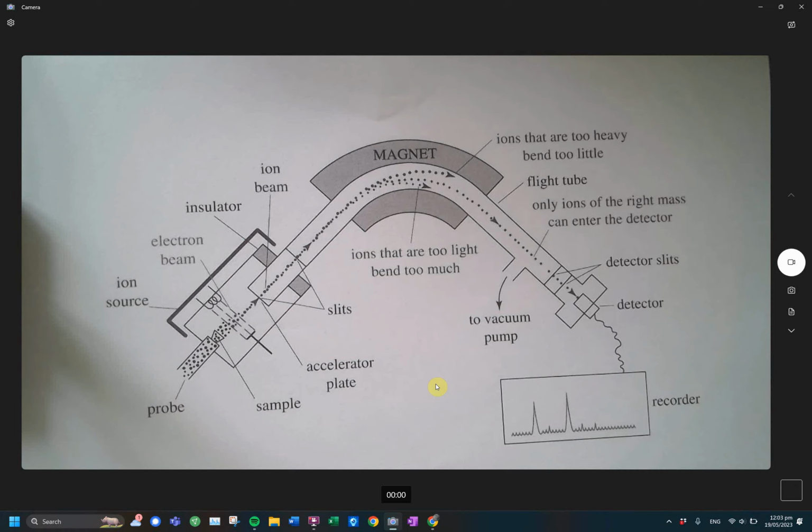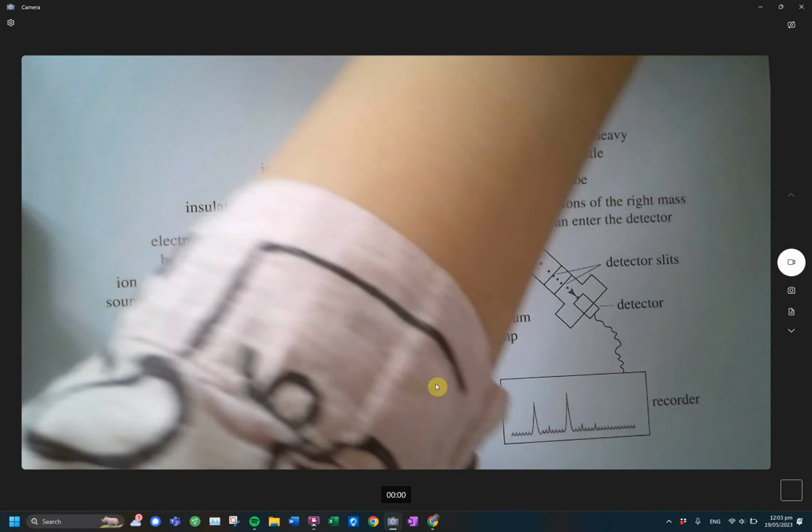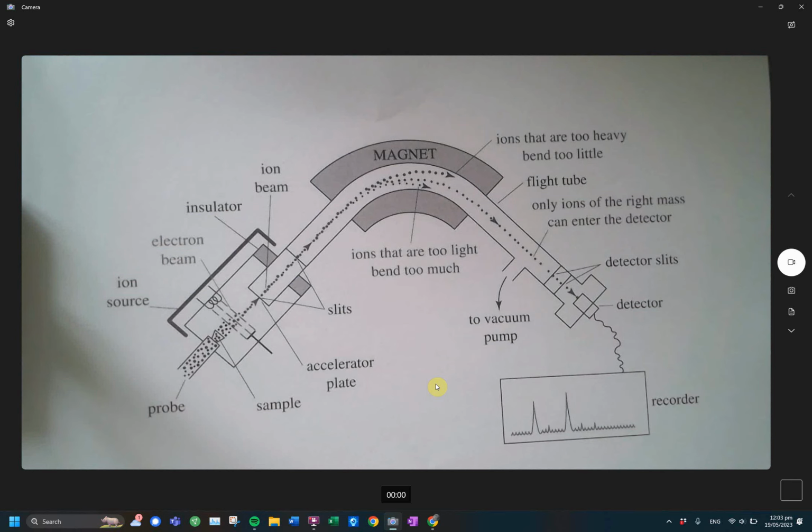So let me start off by saying you will never need to explain how this machine works. Just like with the IR, I explained how the machine works so you understand what the data is telling you, but you don't actually need to explain the machine in the assessment at all. I just find it's helpful to know it so that way you understand what you're looking at on the data sheet. So what we're looking at today is something called mass spectrum.